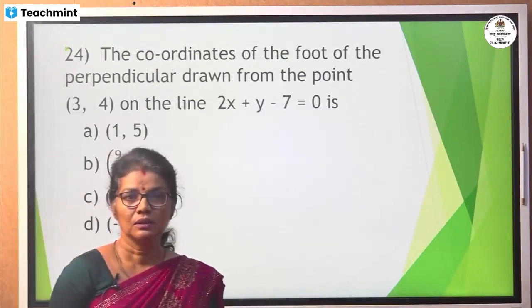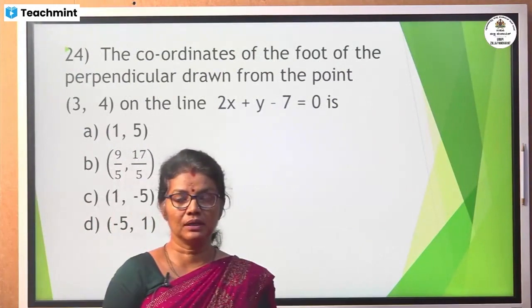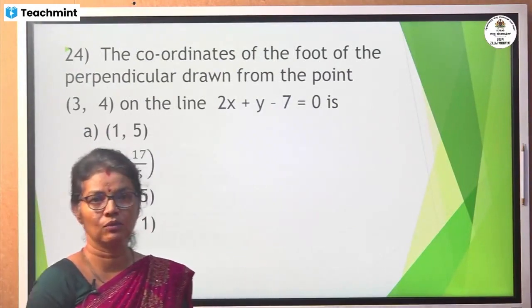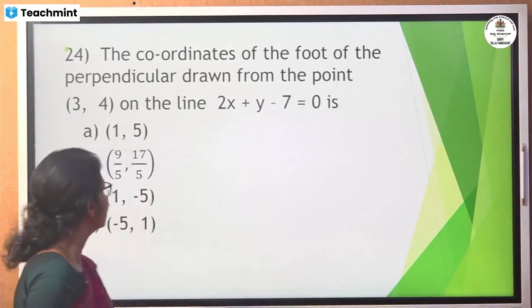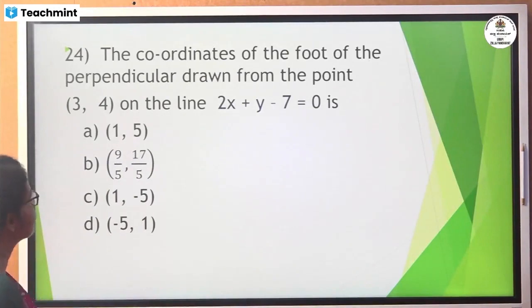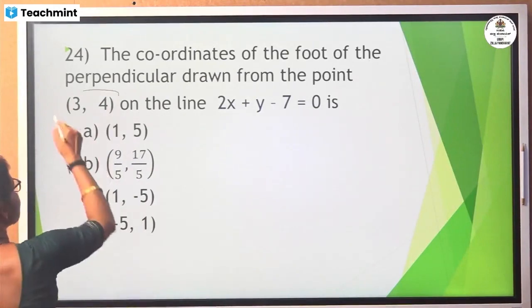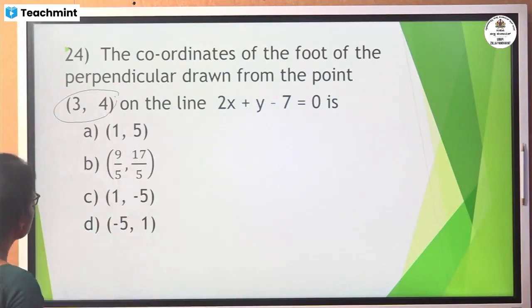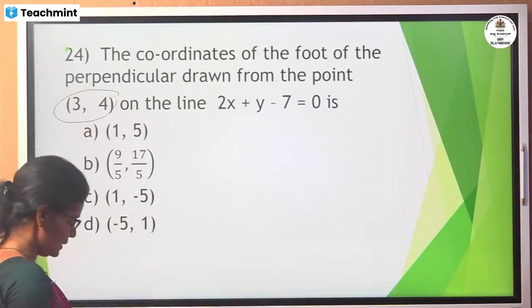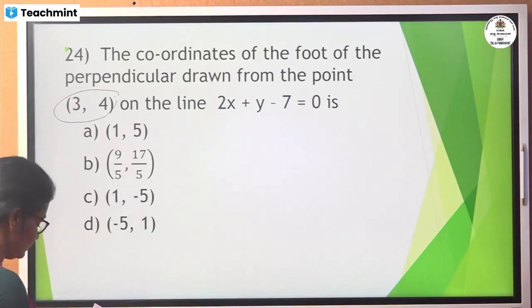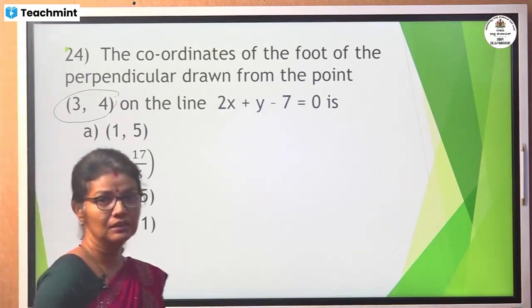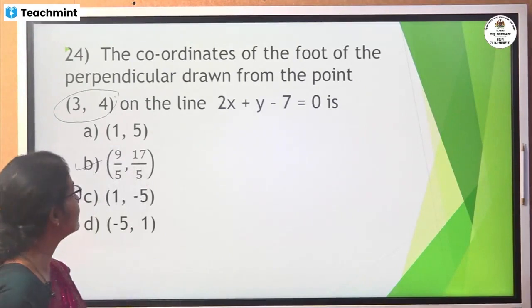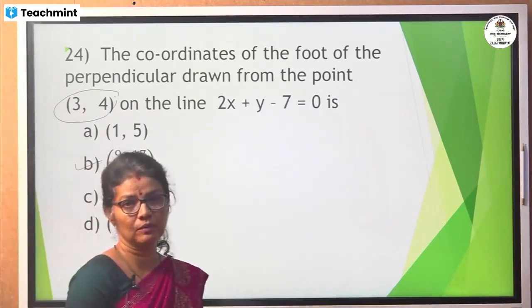Next question. The coordinates of the foot of the perpendicular drawn from the point (3, 4) on the line 2x plus y minus 7 equal to 0. This concept is considered already. Only the coordinates are changing. So the answer option is (9 by 5, 17 by 5). You can use the same method that I did earlier. Same concept it is: coordinates of the foot of the perpendicular drawn from the point to the line.